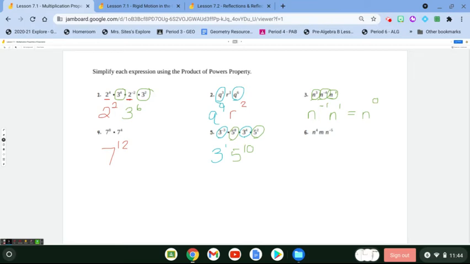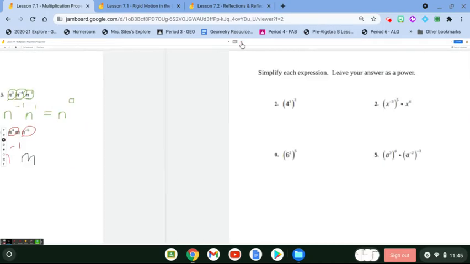And for number 6, we have m to the fourth, m to the negative fifth. So 4 plus negative 5 will give me negative 1. And then I'm going to write down that base of m. In the future, we're going to be able to do something a little bit further with that negative 1, but for right now, we're just going to leave that as our answer.